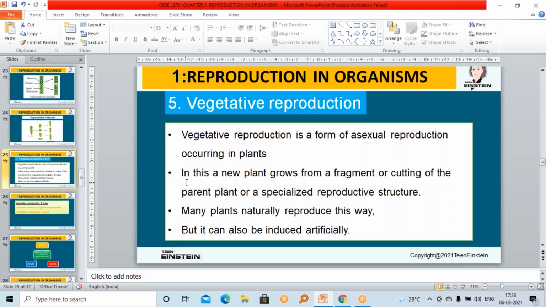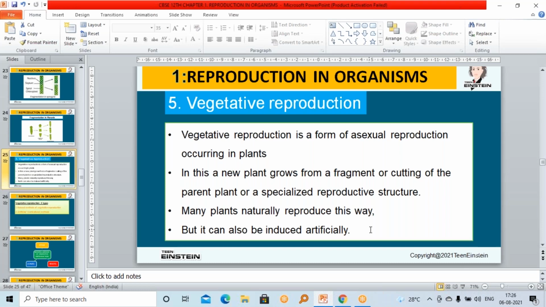I'll tell about all this. How will a new plant form? A new plant grows from a fragment or a cutting of the parental body, or from a specialized reproductive structure. And in many plants, the reproduction occurs in this way, vegetative reproduction. Many plants reproduce through this method, but we can induce this artificially also.